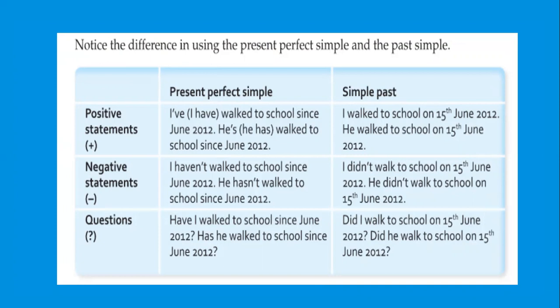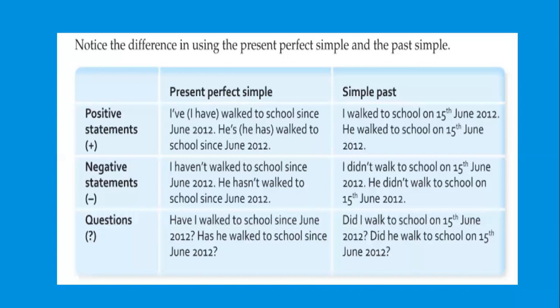I walked to school on 15th June. A perfect date is given, which means on that day only that person went. So here we have used past tense. But if it is still going on, we will use perfect tense. I haven't walked to school since June 2012. He hasn't walked to school since June 2012. I didn't walk to school on a particular date: if a date is given, you will use past tense. If since is given, you will use perfect tense.